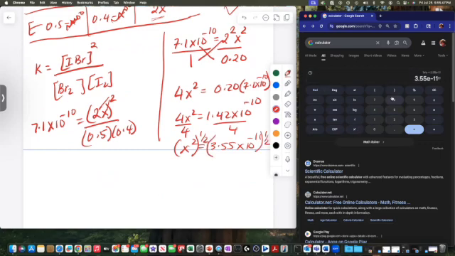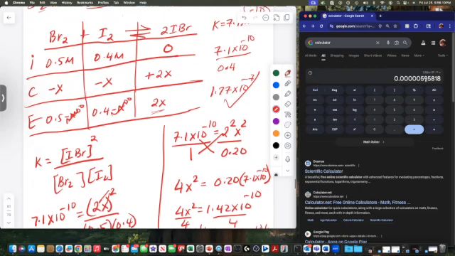So exponent, open parentheses, 1 divided by 2. That's how we get half. Close parentheses. And our answer ends up being x equals 5.95, or 6 times 10 to the power negative 6. Go back and plug in the numbers in here.